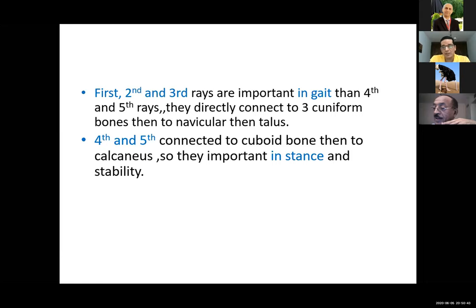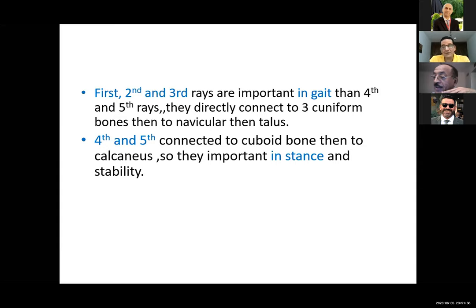This is the first one. I will show that photo now. The fourth and fifth connect to the cuboid, then to the calcaneus. So they are important in stance and stability. The bone that takes stability here in stance is the calcaneus. And the bone that makes motion here, the keystone, as Dr. Adalia said, is the talus.